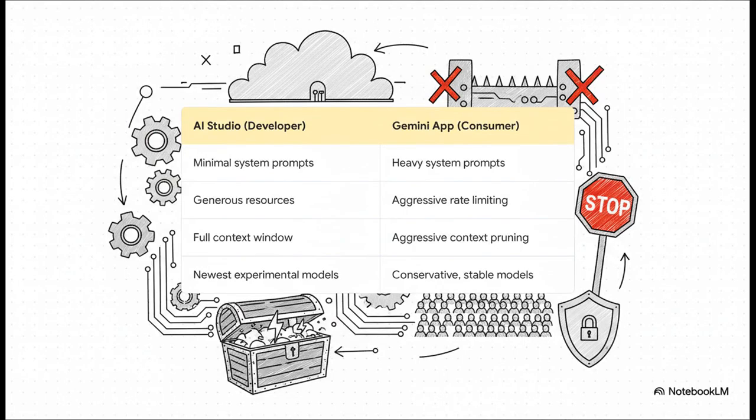So really, it boils down to 2 different worlds. In the AI Studio, it's kind of the Wild West. Google gives developers the raw, unfiltered model with maximum control. But in the consumer app, it's a whole different story. That version is locked down for safety, tone, and to handle a gazillion users at once. That means it aggressively limits how much you can use it and even starts forgetting parts of your conversation to save power. And all of that just tanks the performance compared to the developer version.